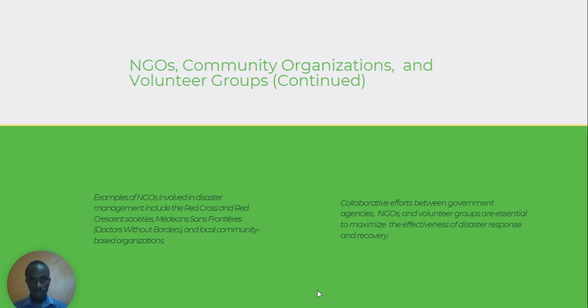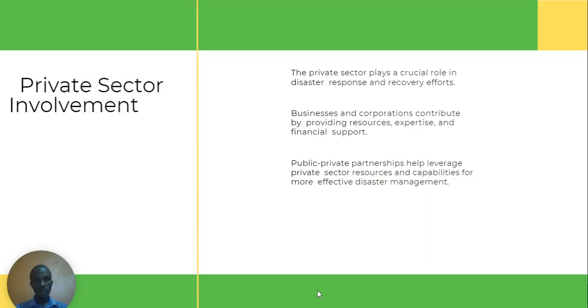So collaboration between government agencies, NGOs, and volunteer groups is very essential to maximize the effectiveness of disaster response and recovery. Like I said, when you have these entities collaborating with each other, then you're able to realize a synergistic effect, or an effect that is greater than the organizations or the entities working individually.